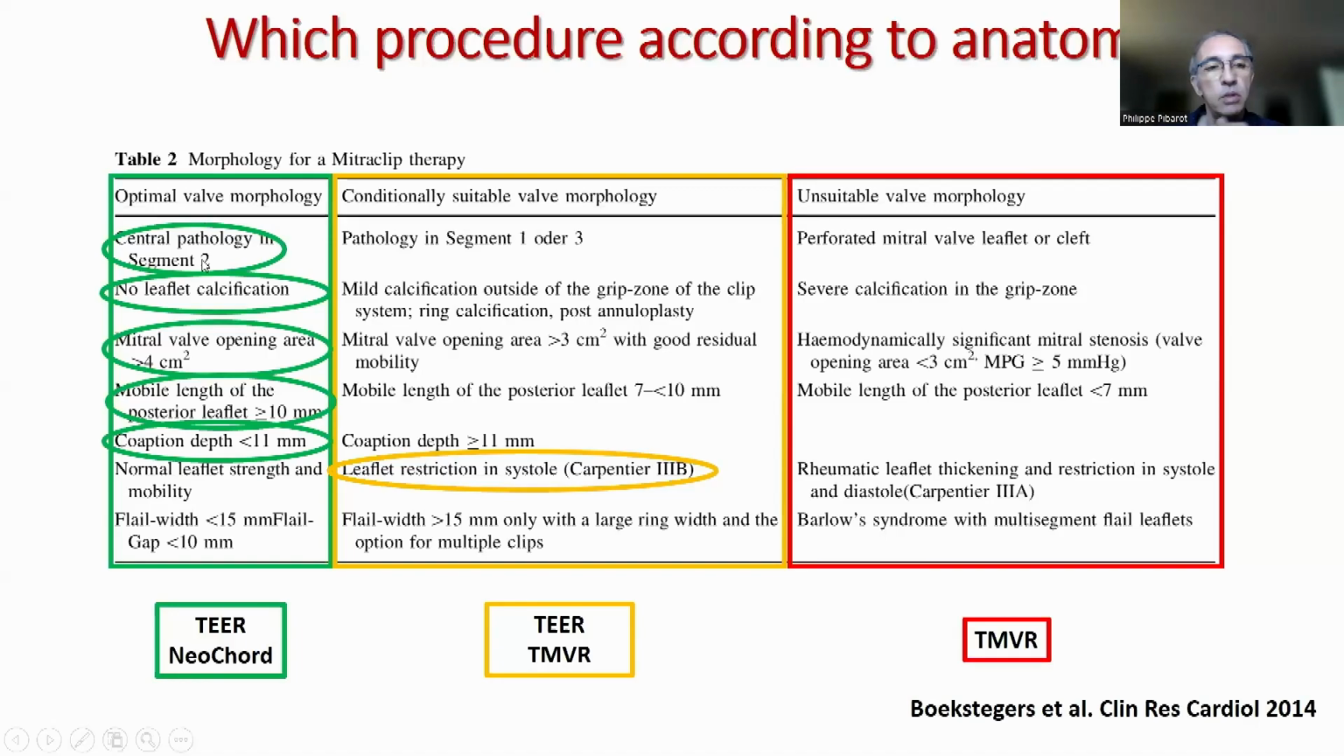So there are several criteria that are met in the green zone: central pathology in segment 2, no leaflet calcification, mitral valve opening area that is not shown but obviously more than 4 centimeters square, and the mobile length of the posterior leaflet more than 10 millimeters. The coaptation depth, which is an important parameter, is less than 11. So several criteria are in favor of TEER. There is one that is in between, which is the Carpentier 3B, but that's the case most of the time in secondary MR.